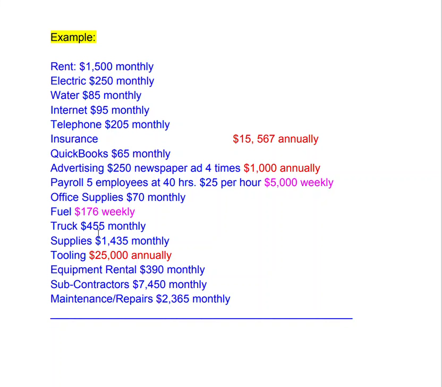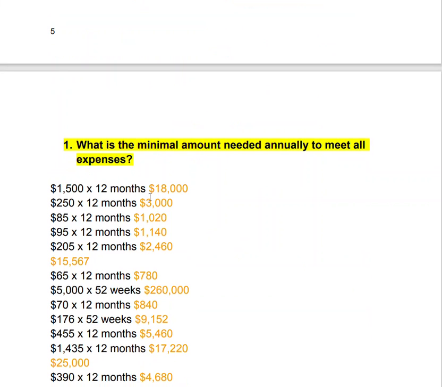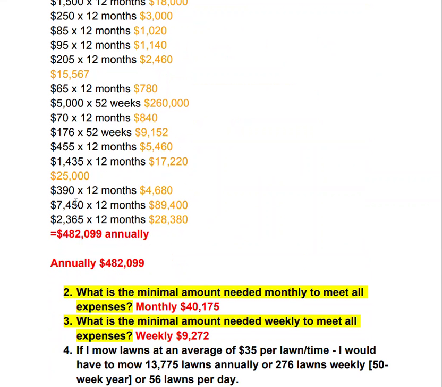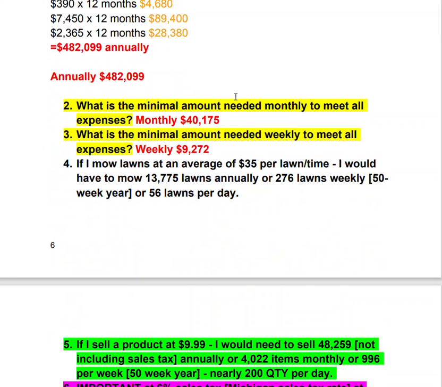All right. So this may not be your situation. You may not have a company. This is the one that John and I happened to look at, and we said, hey, look, this is a heavy duty one. Let's go ahead and start looking at this, break it down into terms, right? $482,000. And then we start saying, what's the minimum amount needed to meet all the expenses? We got that in. Now we say, hey, look, I know good and well if I mow lawns at $35 an hour, right, I would have to mow 13,000 lawns.